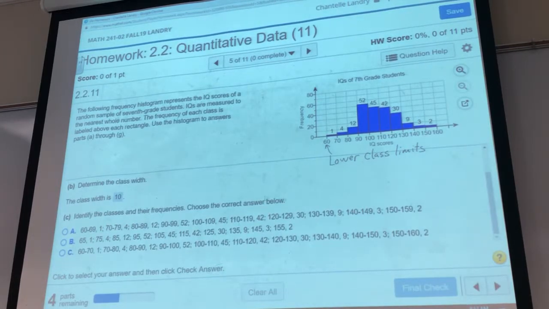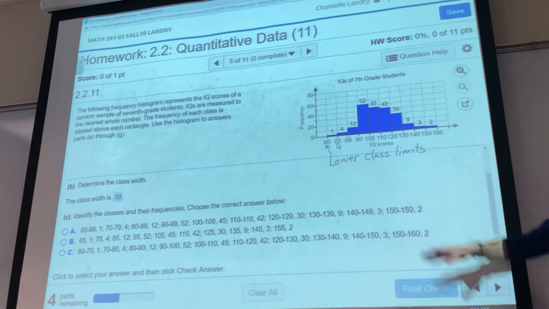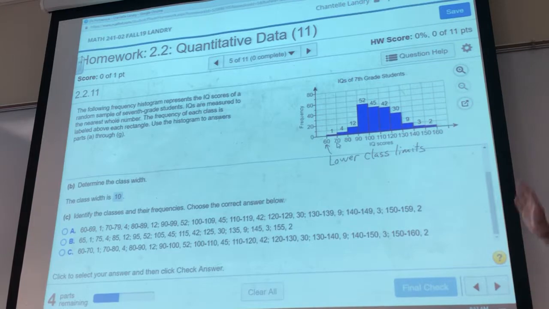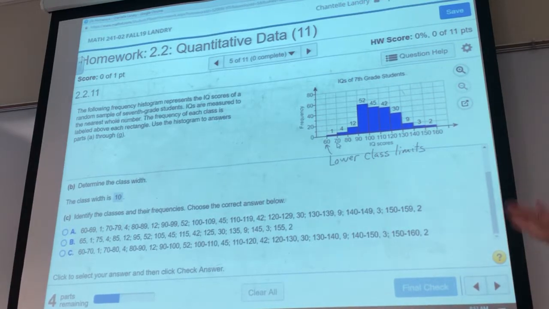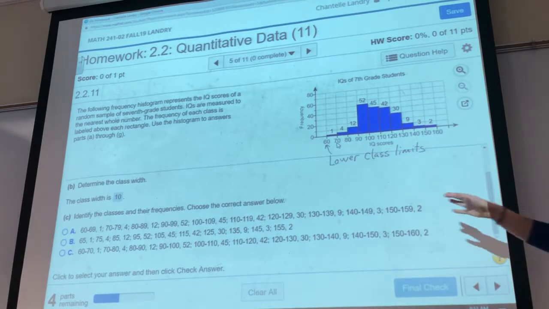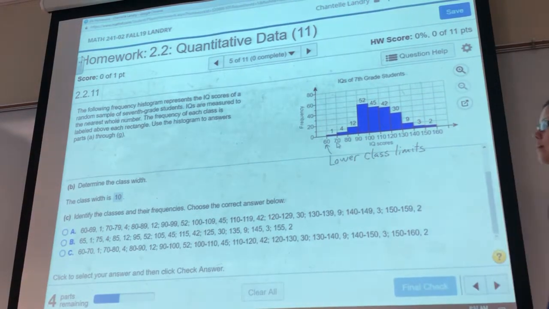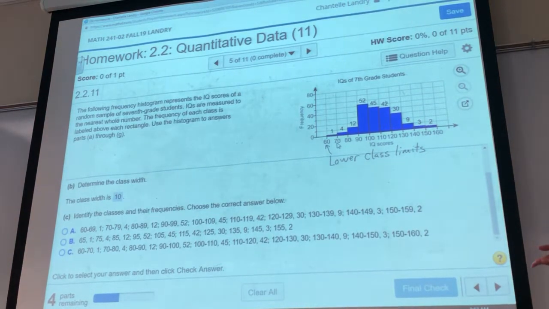Okay, then they want the classes and their frequencies. So here, the first class, its lower class limit is 60. It doesn't go all the way to 70 because that's the next class's lower class limit. When they write it this way, it's harder to get back what the class limits should be. You don't want to go from 60 all the way up to 70 because that's the next class's lower class limit, and you don't want to overlap. So what number should we go to for the first class? We'll go from 60 to 69.